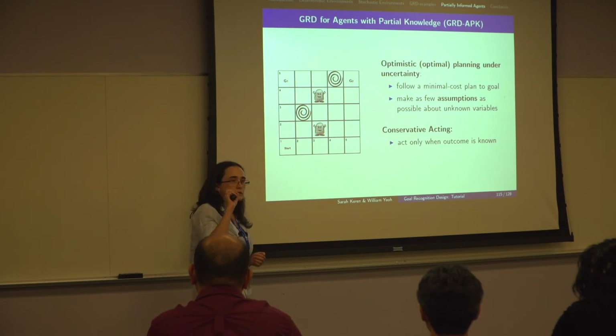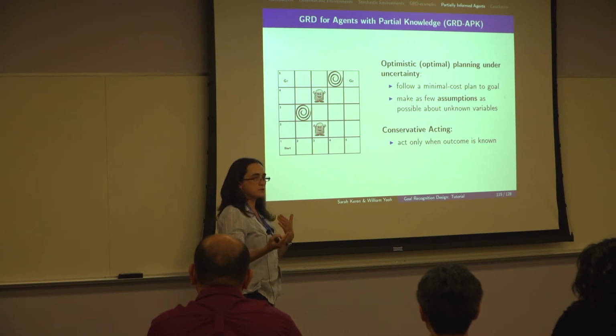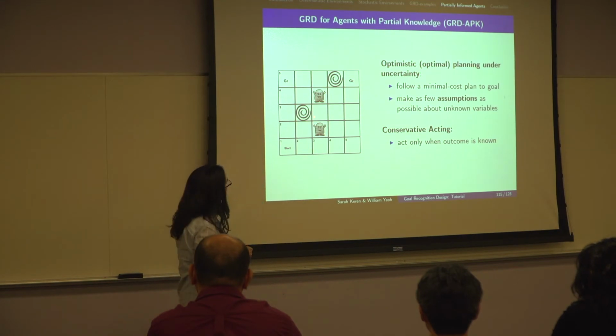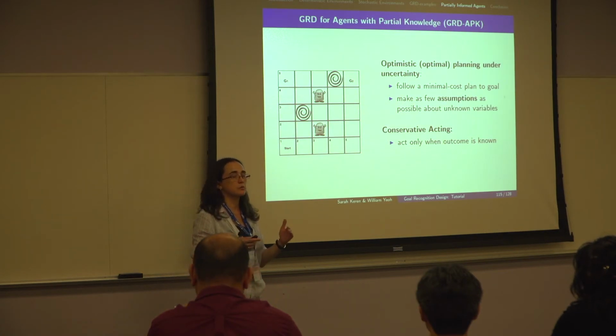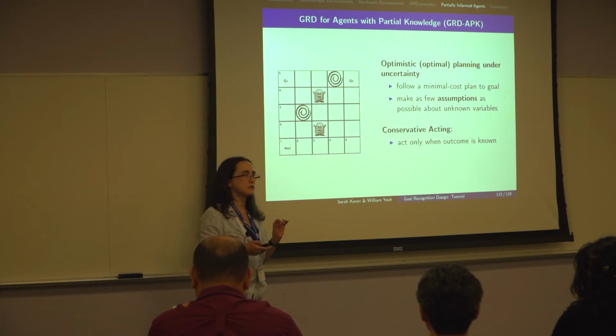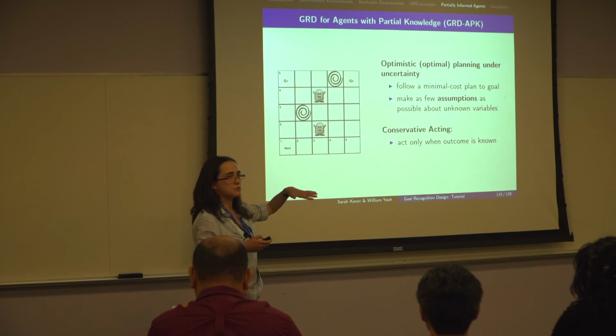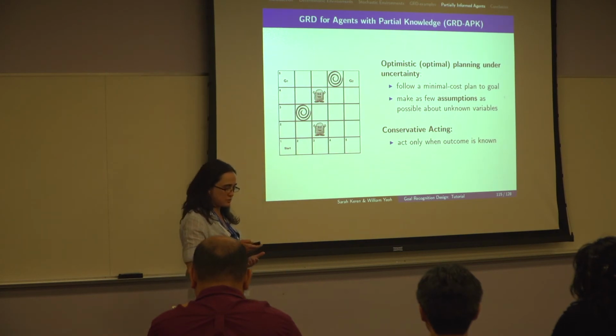Now we introduce a specific variant to this model where, again for the simplicity of the discussion, let's assume that the agent has access to an optimal planner. So it can actually compute the optimal plan to its goal while making as few assumptions as possible. So we are assuming that if there are two ways to achieve a goal and one requires making fewer assumptions, the agent will choose that path.